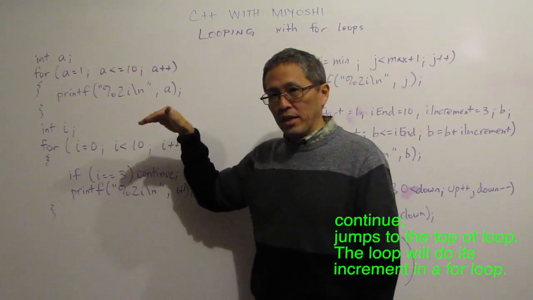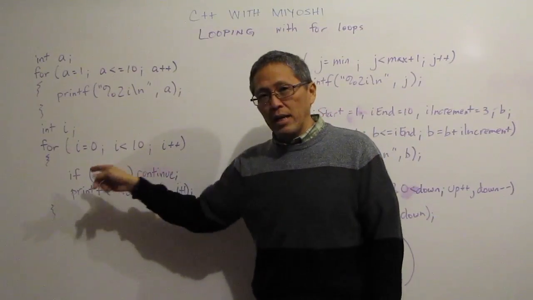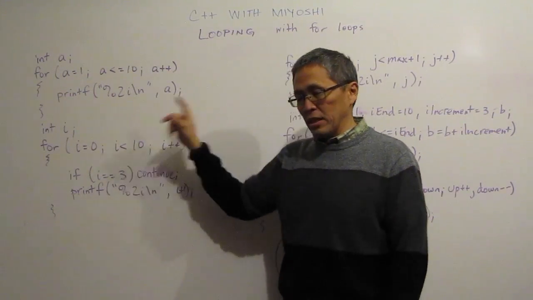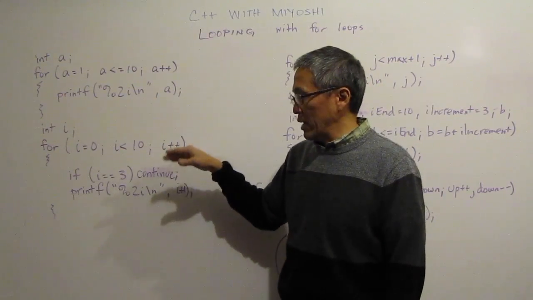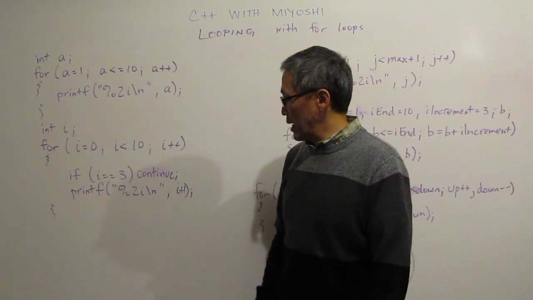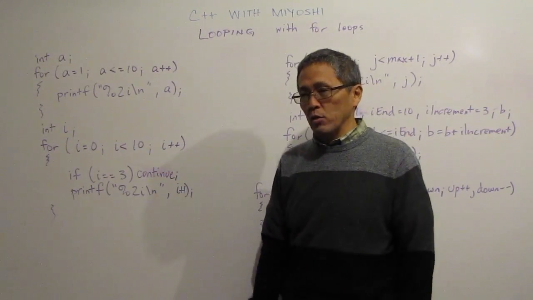So I'll have done all the things. I'll have 1, and I'll keep going through the loop. It'll only continue when i is 3. But I'll keep continuing through the loop, and so I'll have printed 1, 2, 3, skipped 4, 5, 6, 7, 8, 9, and 10. So that's a nice new thing.